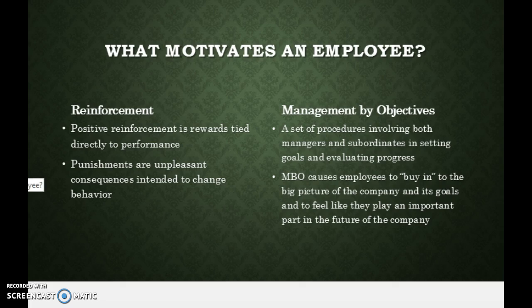Now I will review reinforcement and management by objectives. Positive reinforcement are rewards tied directly to performance. Punishments are unpleasant consequences intended to change behaviors.